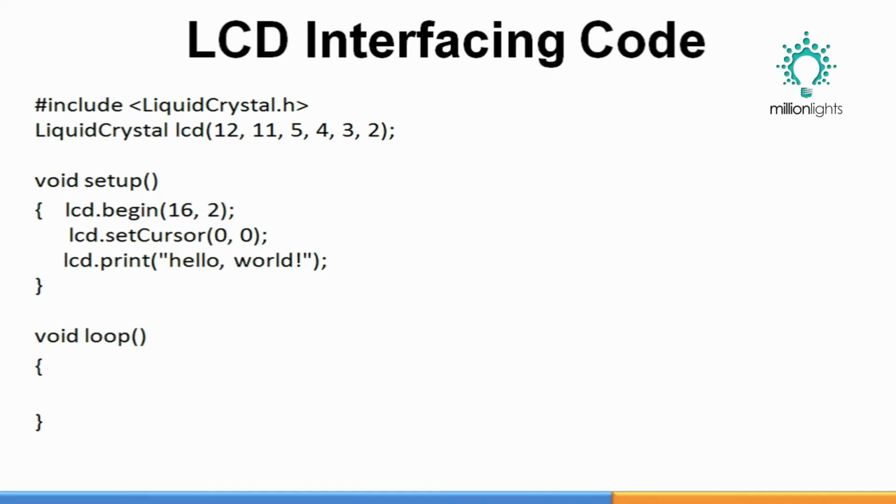Then lcd.print. Here the text that I want to display is written. I want to display hello world, so I have written that inside the lcd.print instruction, inside the inverted commas and the round brackets. So these are just 3 instructions that we are giving from Arduino to LCD, and this will display hello world onto the LCD. Now we'll upload this code, we'll see the results, and after that we'll see how we can change this code.